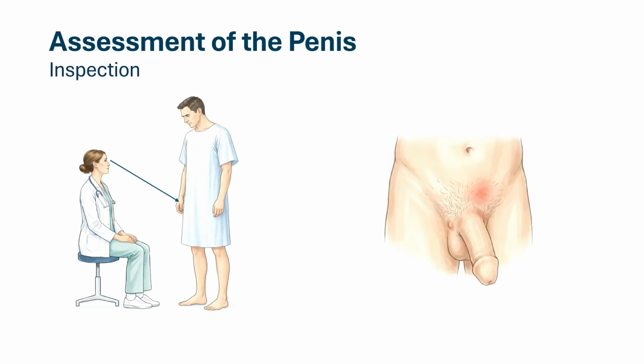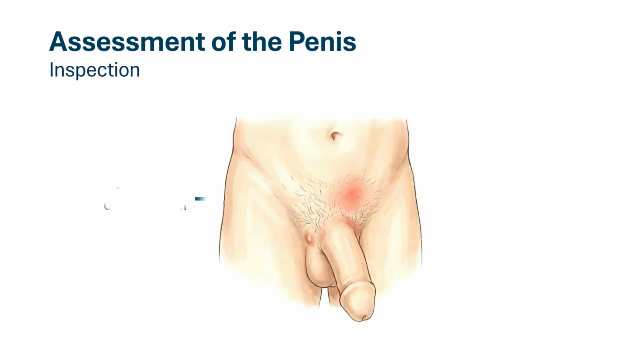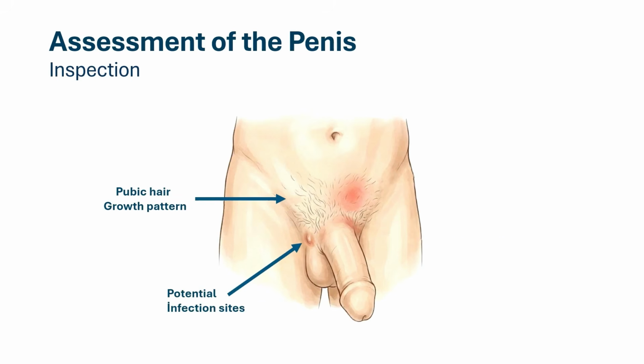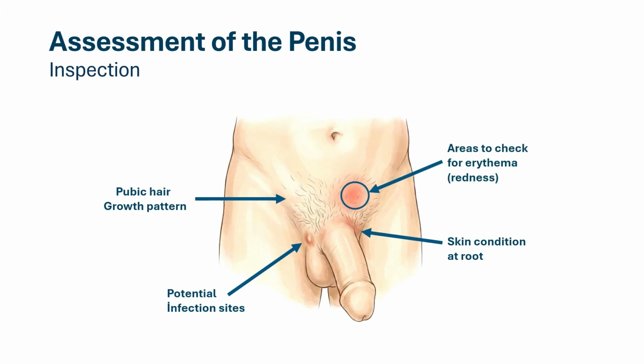Perform the inspection while the nurse is seated and the man is standing. Examine the penile root and pubic hair for growth pattern. Potential infection sites. Skin condition at the root. Areas to check for erythema.